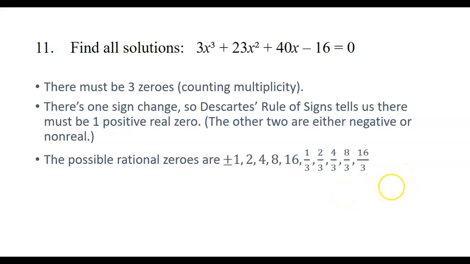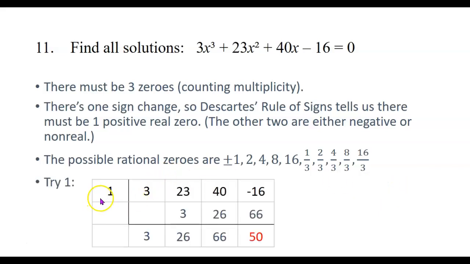Okay, let's try one of those. If we try 1, set up the synthetic division with the 3, 23, 40, negative 16, and the 1 out in front. Bring down the 3. 1 times 3 is 3. 23 plus 3 is 26. 1 times 26 is 26. 40 plus 26 is 66. 1 times 66 is 66. Negative 16 plus 66 is 50. Okay, 1 is not a 0.